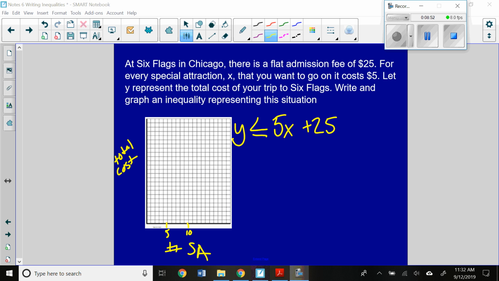Okay, so if I go up by 1s, I'm going to run out of space real quick. So I'm going to go up by 5. So 5, 10, 15, 20, 25. Okay, so my y-intercept is 25, and I go up 5. So if every line is 5 and over 1, I have a very nice and simple slope with this. All right, so my line's going to go that way, and I'm going to shade below.